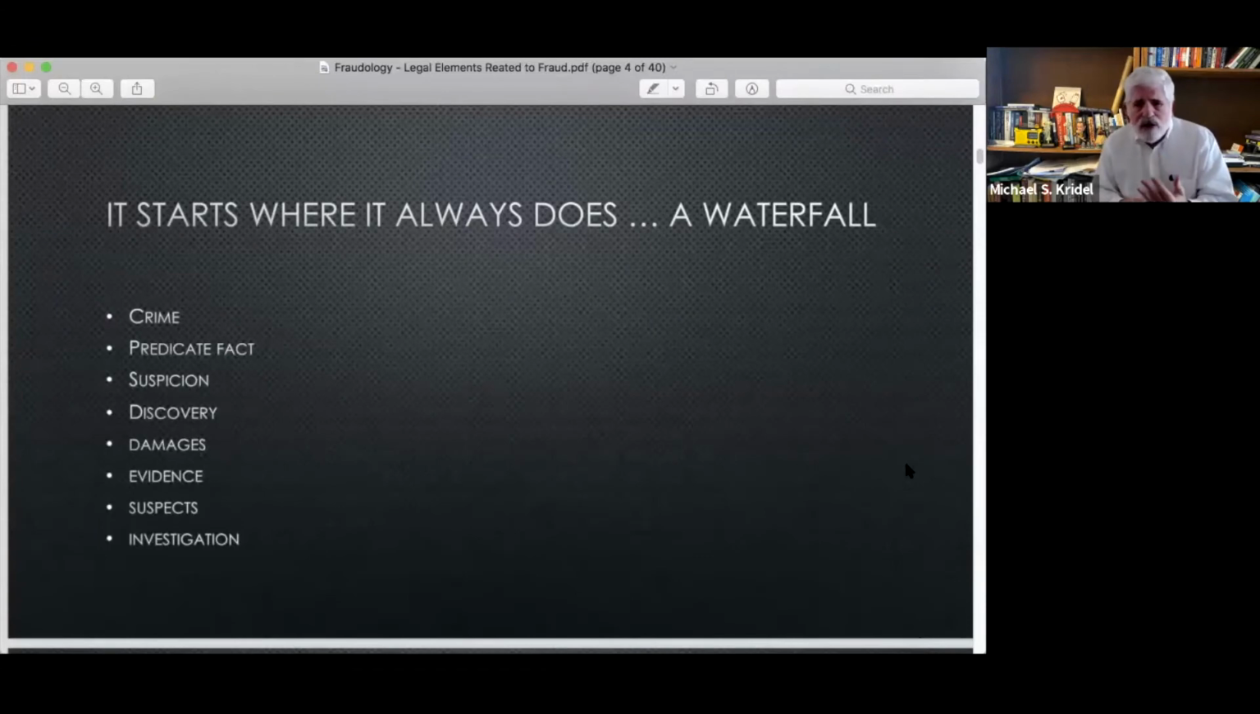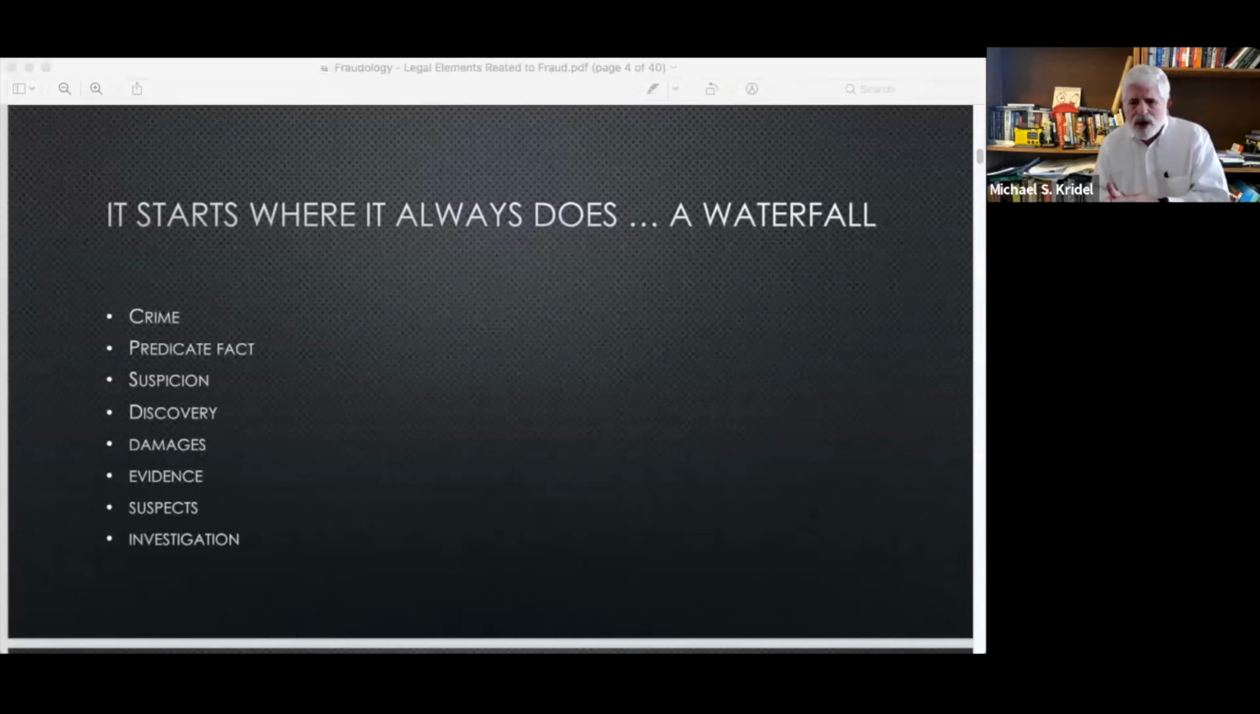The waterfall: the first drip is the commission of a crime. The second element is determining what the predicate fact is. Now, there are two predicates. One is a predicate fact, and the other is a different kind of predicate that only deals with penalties in trial. But the predicate fact is determining what occurred that arose from the actual crime that meets the requirements of a statute or regulation. Typically, this will start with somebody who's suspicious. Perhaps there's a confidential informant. Perhaps there's a whistleblower.